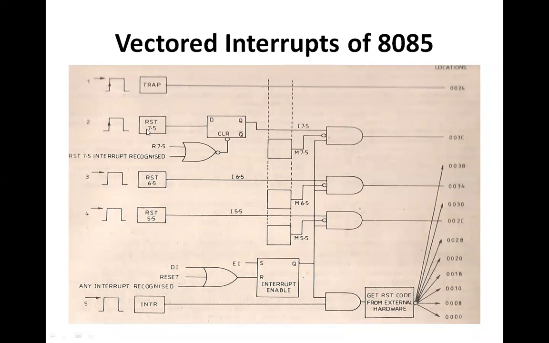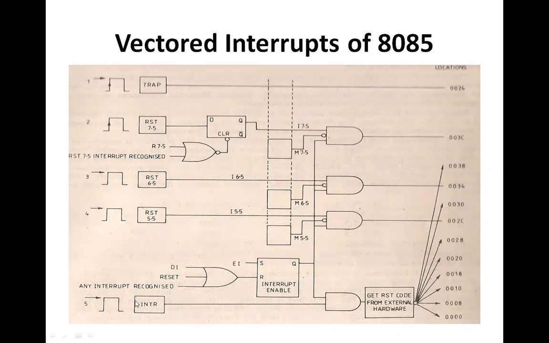If any device is connected with RST 7.5 and it is interrupting the functionality of 8085, then the memory location is 003C, where the subroutine is written. And if any device is connected with TRAP, it automatically goes to 0024. So that is why these interrupts are called vectored interrupts. There is no need to insert any instruction to execute the service subroutine.